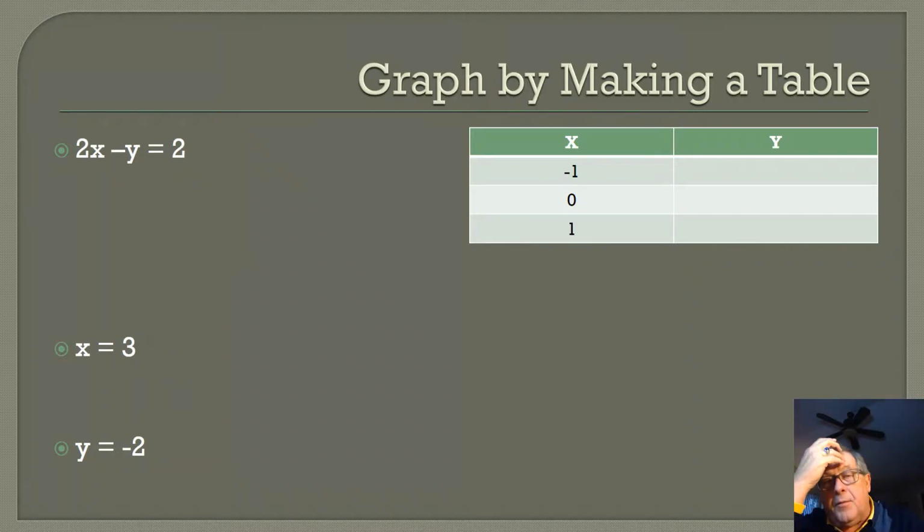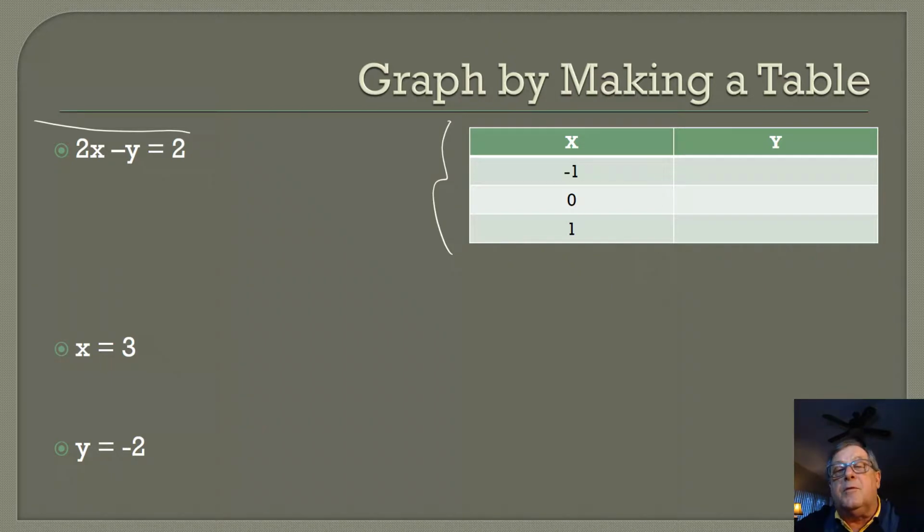Now, as I explained before when we were looking at graphing by using the intercepts, I only need 2 points on a linear function to accurately graph that. But you can see here that I have put together a table, and we're going to use this, and we're going to get 3 points from this equation right here. 2x minus y equals 2.